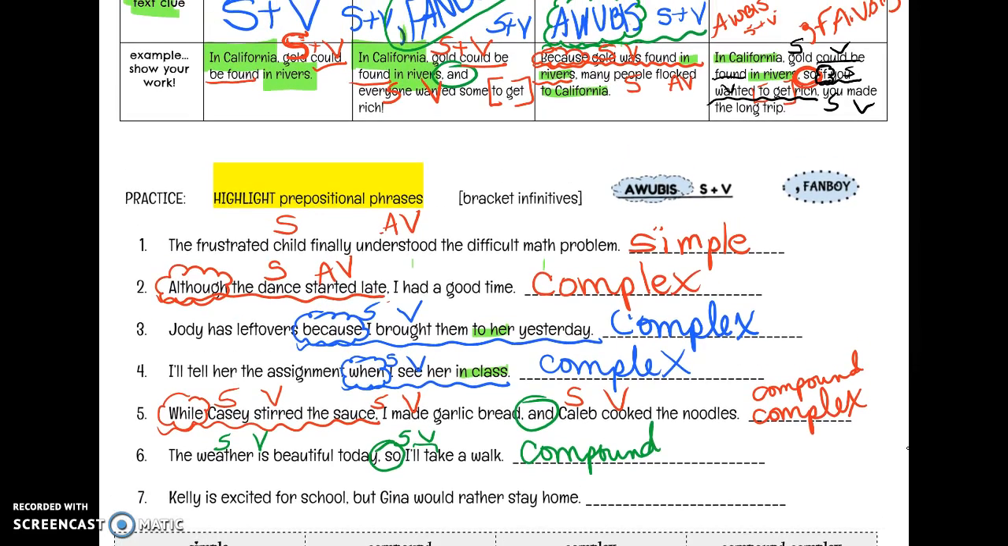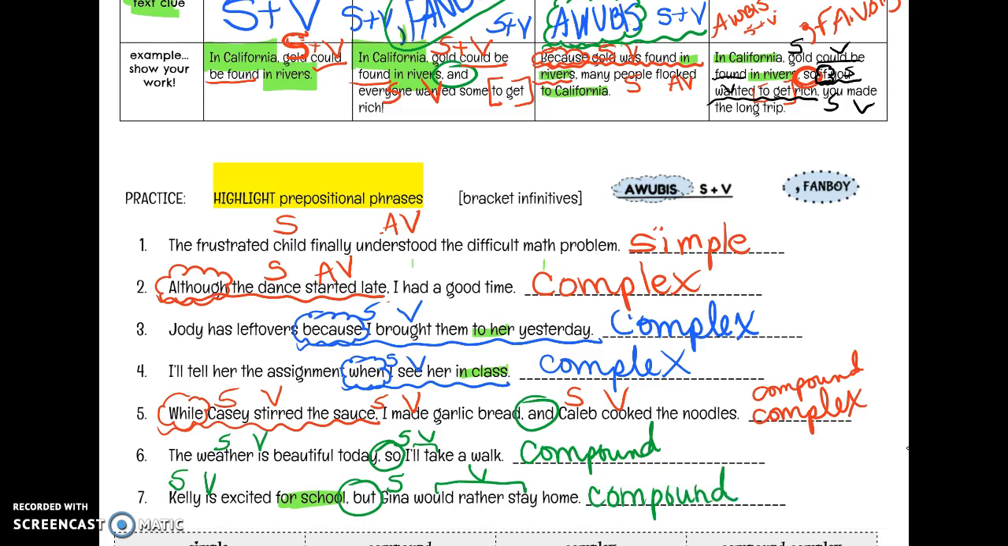All right, now the last one. Kelly is excited for school, but Gina would rather stay home. Look for a prep phrase. I see one right away: for school. Get rid of that. I see a comma on there. So I want to see, is there a comma with a FANBOYS? And there is, comma but. So if this is a compound sentence, I have to find a subject and a verb on both sides. Kelly is excited. Kelly's the subject. Is is the verb. Gina would rather stay home. Gina's the subject. Gina would stay is my verb. So that's a compound sentence as well.